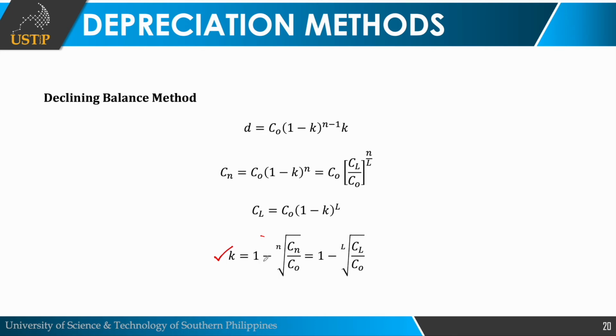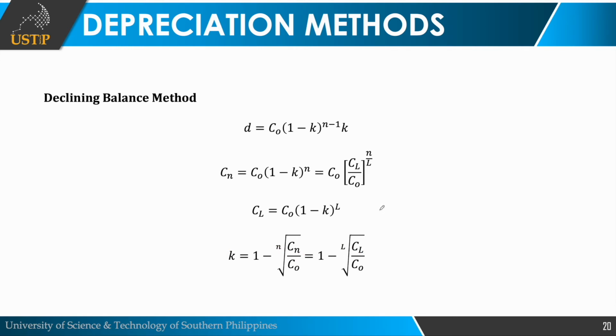That is 1 minus nth root of C sub N over C sub O, or 1 minus the L root of C sub L over C sub O. So, di na siya pwede mabali. Kung N na siya dira, dapat N. Kung L na, dapat L. Okay, so that's for the declining balance method ng formula.